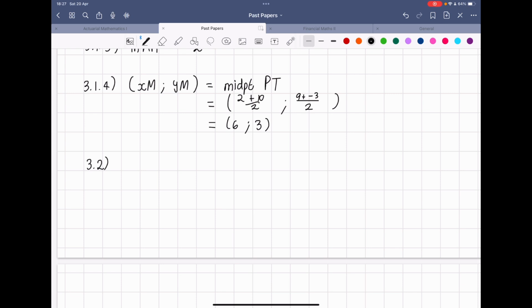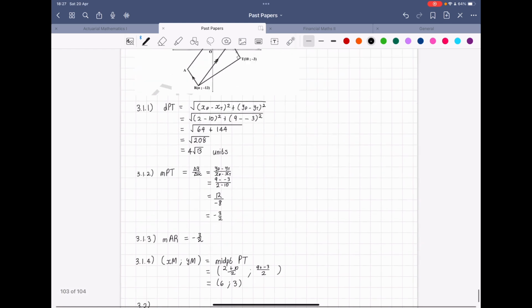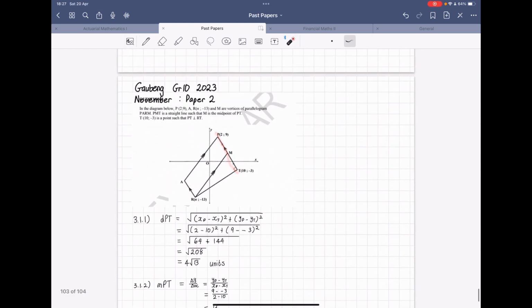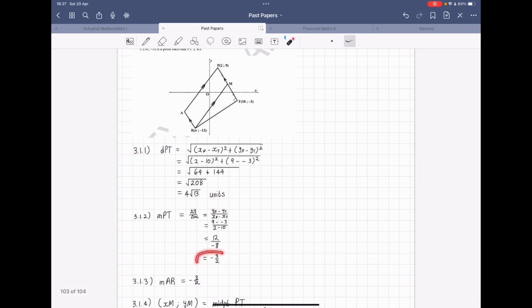So to find the equation of the line PM, I need the gradient of PM, which I've already found. It's going to be the same as the gradient of PT, because PT is just an extension of PM. And then I need the coordinates of a point that lies on the line PM. That can be P or M, which we found was the midpoint, or even T, because it still lies on the same line, PM extended to T.